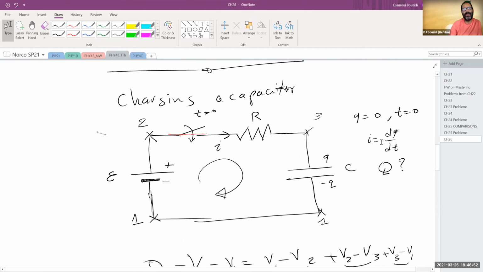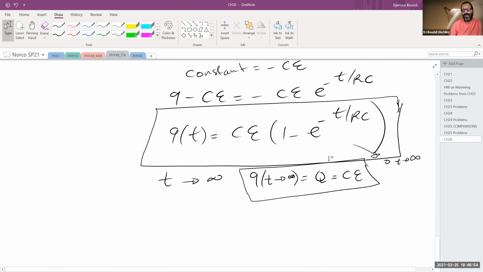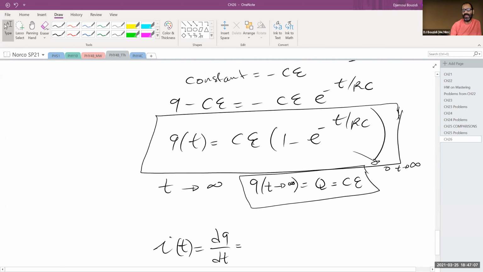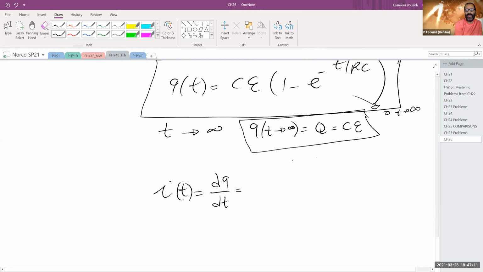Now I need to find this current I. I is dq over dt. So I need to take the derivative of this expression to find what the current is. So I, which is the current that also changes with time, should be just dq over dt, which is the derivative of a constant, which is 0, minus the derivative of the exponential. So minus this constant C epsilon times the derivative with respect to time of this exponential of minus t over RC. The minus and the minus cancel, and that's good.